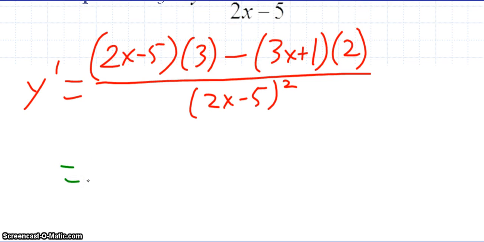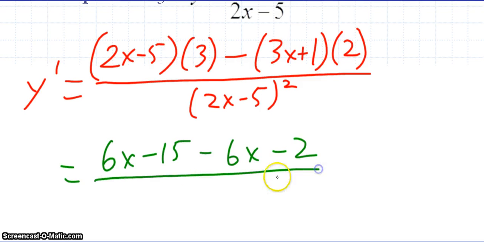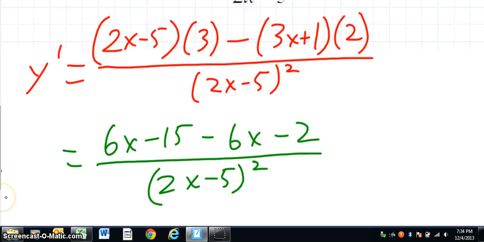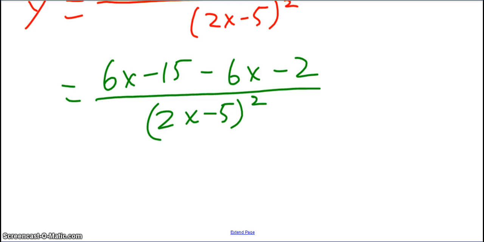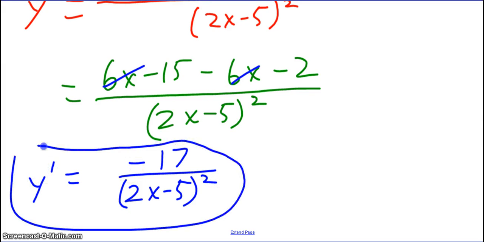Now I'm going to simplify the numerator. So we get 6x minus 15 minus 6x minus 2, and then 6x minus 6x. So I get negative 17 over 2x minus 5 squared. I don't need to multiply out the 2x minus 5 squared because nothing's going to reduce with the negative 17 on top, so I can leave my answer like that. If you multiply it out, that's fine as well.